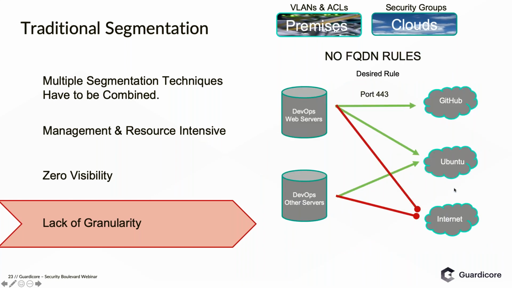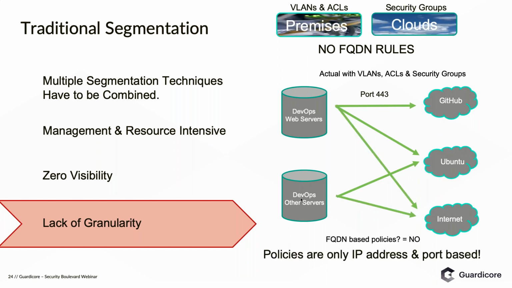The other example here, and this is kind of critical too, is no ability in traditional segmentation to use fully qualified domain name rules. This is very common in the DevOps world today, where you have people setting up things in DevOps for production, and you're saying, okay, for the web servers, I'm letting you get to GitHub and Ubuntu for updates, but nowhere else. For the other servers, you're allowed to go to Ubuntu to get your updates. And the challenge here again is that because it's based on IP address and port only, you can't do that with traditional segmentation techniques.